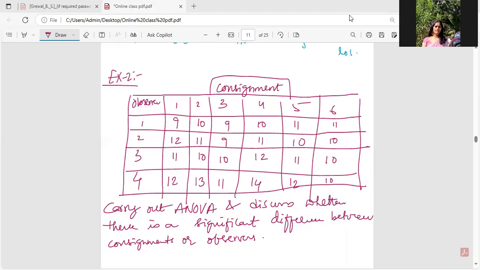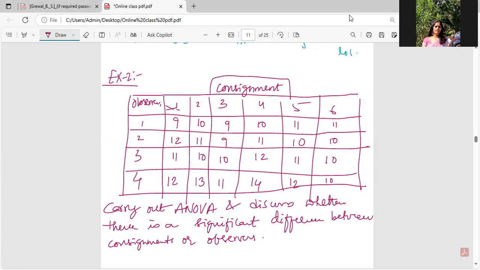Okay. Let us see one more problem on ANOVA Two Way. Why am I using ANOVA Two Way? Let me give an idea. I'm being given consignments and observers. Four experimenters determine the moisture content of samples of a powder, each man taking a sample from each of the six consignments. That's the question.